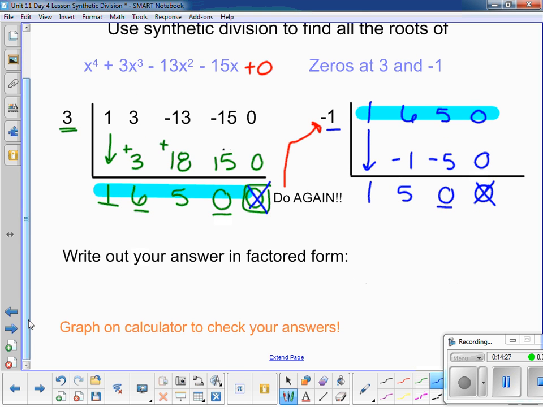Now this is the tricky part on this one. 3 is a root, so that means it has to be x minus 3 in the equation. Negative 1 is a root because I got a remainder of 0, so that must be x plus 1 in the equation. And now you have to figure out how to write the 1, the 5, and the 0. It started as an x to the 4th. That means this was an x to the 3rd, and you can see it fits.